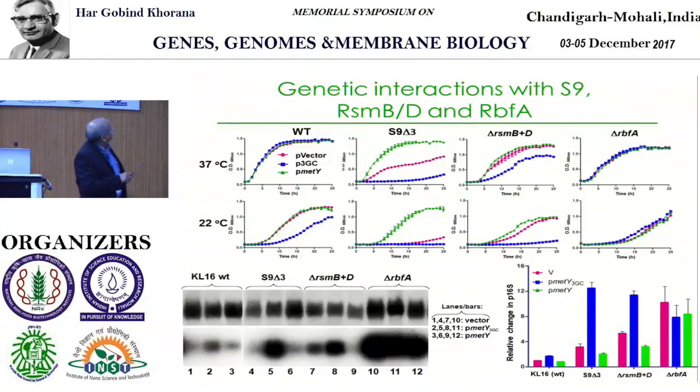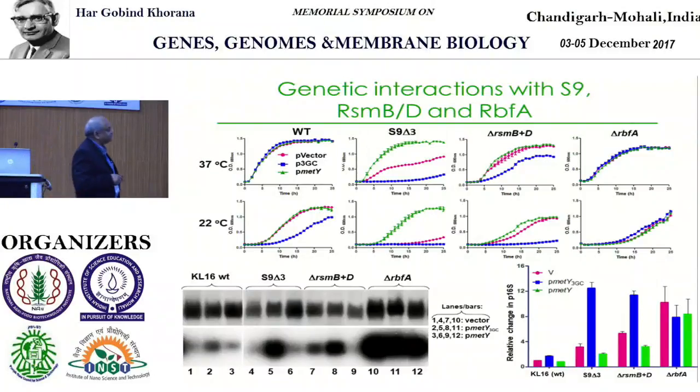So he takes this S9 delta 3, and you can see that there is actually further defect in the growth. He finds the same with RSMB and D, these are the methyltransferases which methylate 966 and 967, and you see that there is a compromise in the growth. But when he combines with the RBFA, there's no defect. And you can see that with RBFA you accumulate a lot of precursor. With RSMB and D, you start accumulating more. But with introduction of the 3GC base pair, there's really no change.